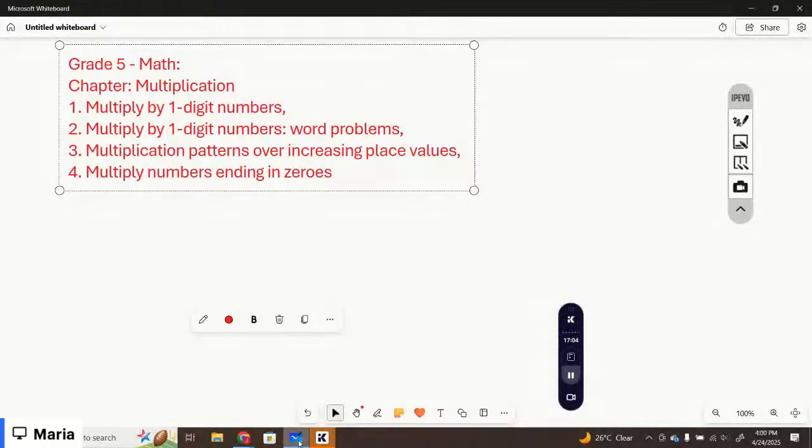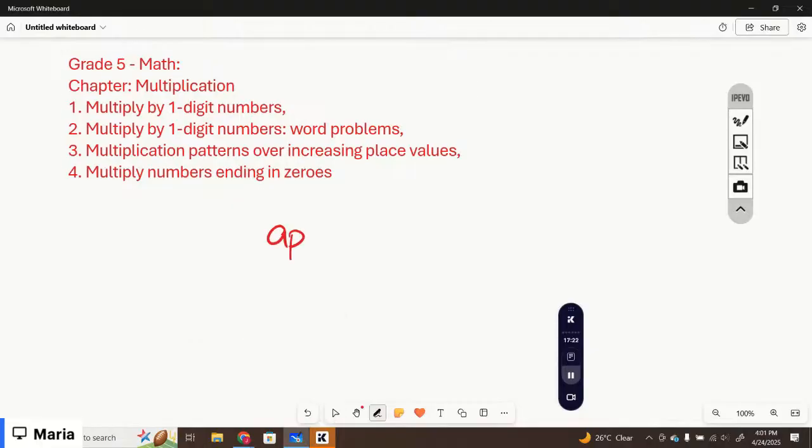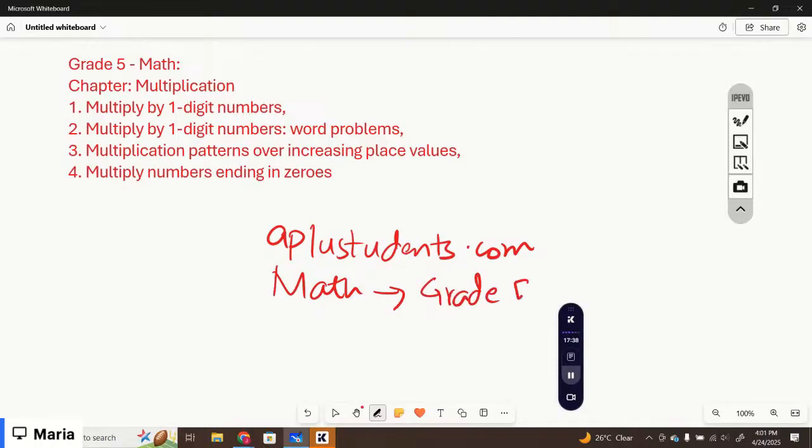We are here for grade 5 math. You can find all the lessons on 8plusstudents.com. You have to log in there using your email address the administrator. Then you have to select math from the subject app. Scroll down to grade 5 math and then click on view all lessons. There you can find a list of the chapters.